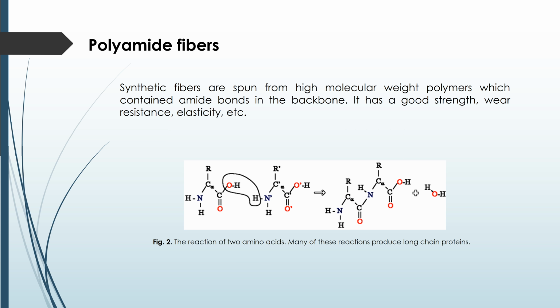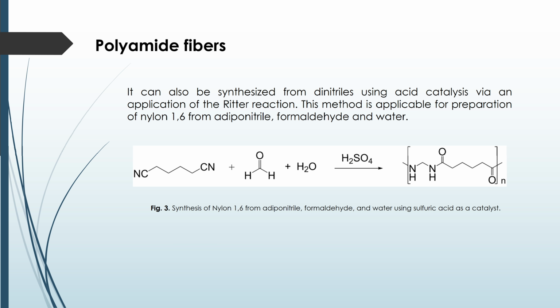Figure 2 shows the reaction of two amino acids. Figure 3 shows the synthesis method of 9016 from acrylonitrile and formaldehyde water. During this process, we use sulfuric acid as the catalyst.